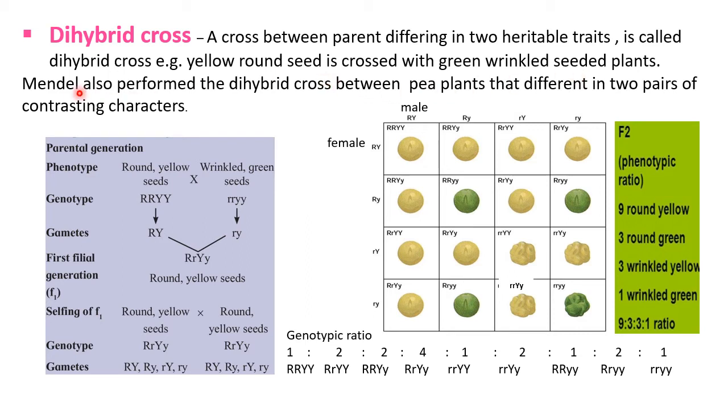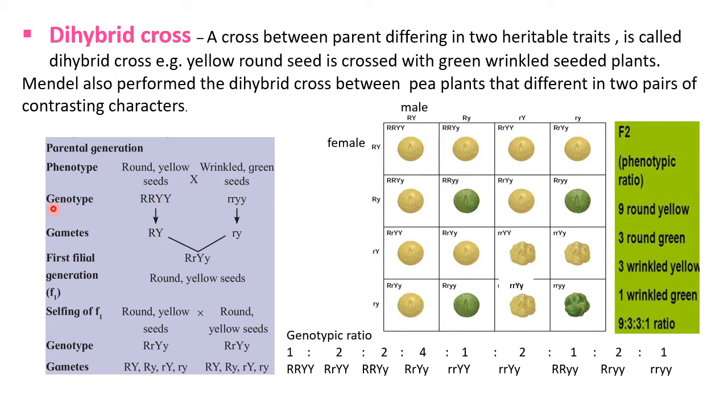Mendel also performed the dihybrid cross between pea plants that differ in two pairs of contrasting characters. Here we see the example of plants producing round yellow seeds crossed with plants producing wrinkled green seeds. So this is the phenotype. Phenotype means the external appearance of the seeds, that is, round yellow seeds and wrinkled green seeds.